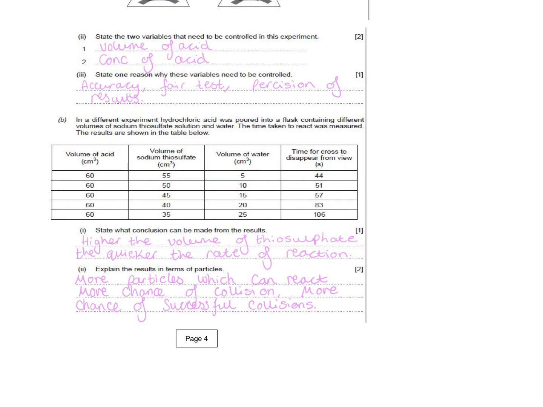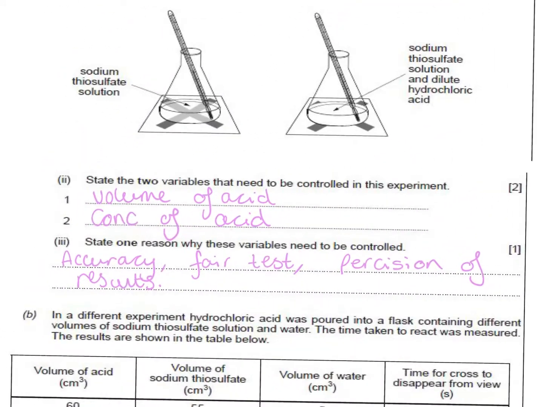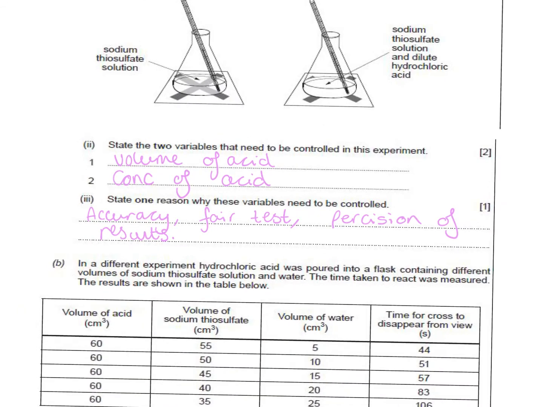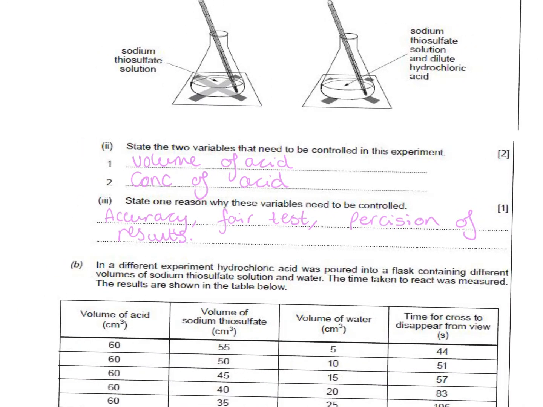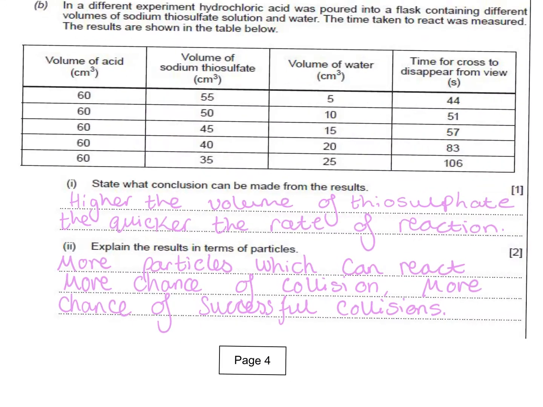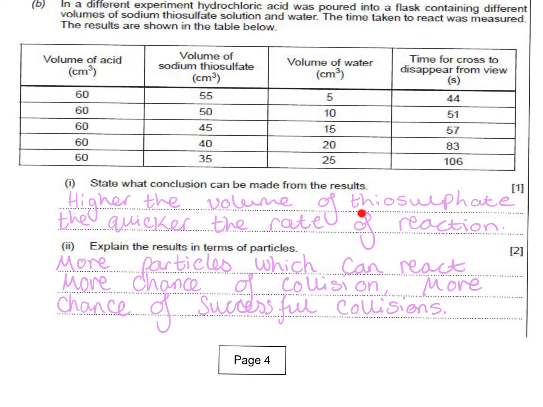A very similar experiment then, this time looking at the colour change. State 2 variables that need to be controlled: volume of acid and concentration of acid. State 1 reason why these variables need to be controlled: accuracy, fair test, precision of results. State the conclusions that can be made from the results: the higher the volume of thiosulfate, the quicker the rate of reaction. Explain the results in terms of particles: more particles which can react, more chance of collisions, more chance of successful collisions.